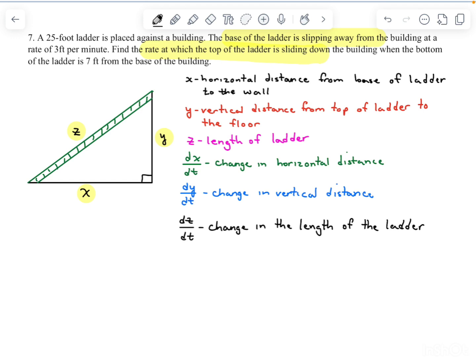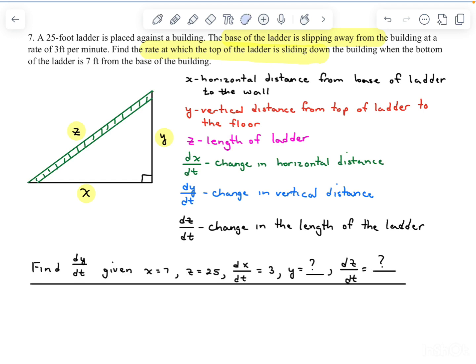Now that we have all the quantities, what is the problem asking us to find? The problem is asking us to find dy/dt given x is equal to 7, z is equal to 25, dx/dt is equal to 3, and we don't know the values of y or dz/dt. However, we will calculate those values later on in the problem.